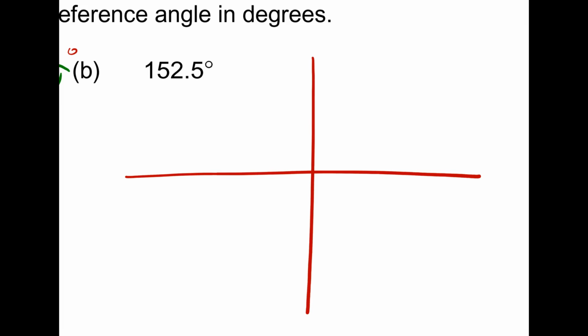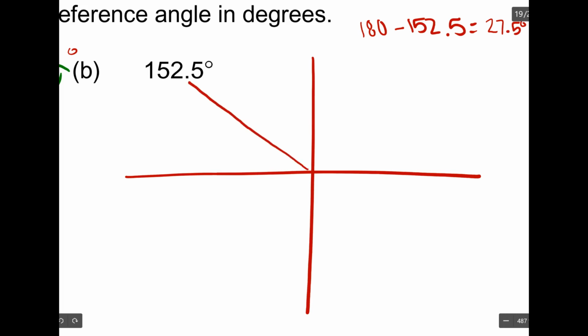152.5 is in the second quadrant. So you're going to do 180 minus 152.5. I would draw it first. Just make sure you draw 152.5, somewhere like here. You want to make sure you go from your initial ray, counterclockwise, to your terminal ray. Perfect. And then your reference angle is what's between the x-axis and your terminal ray, which is 27.5.